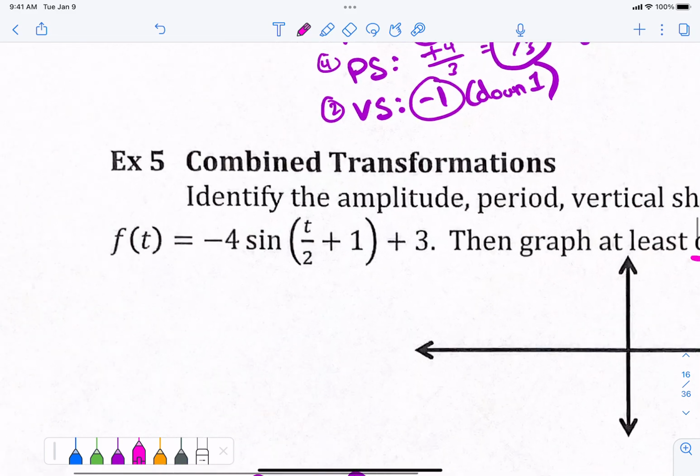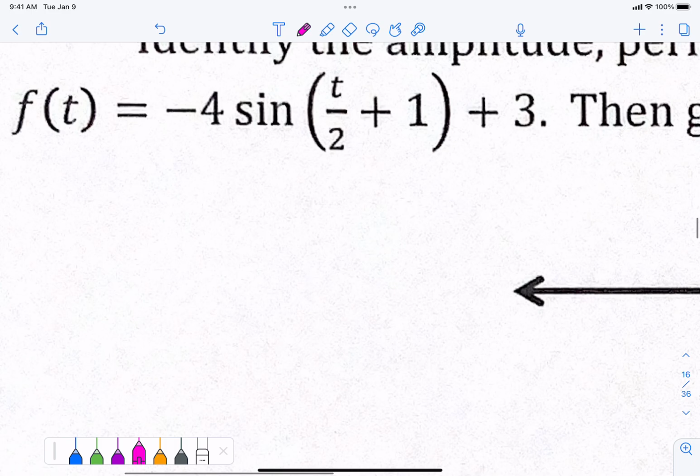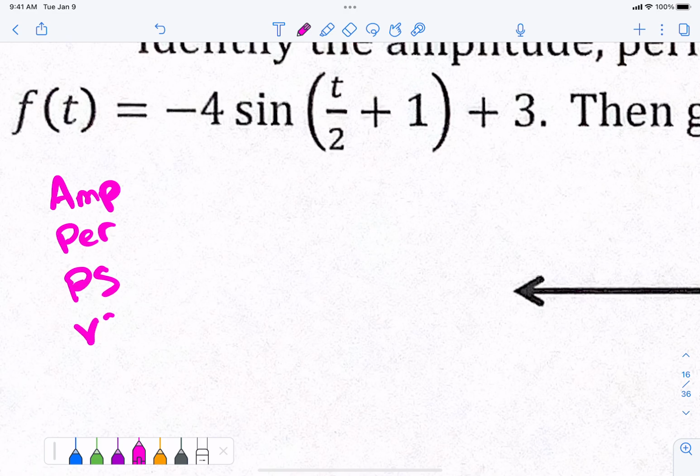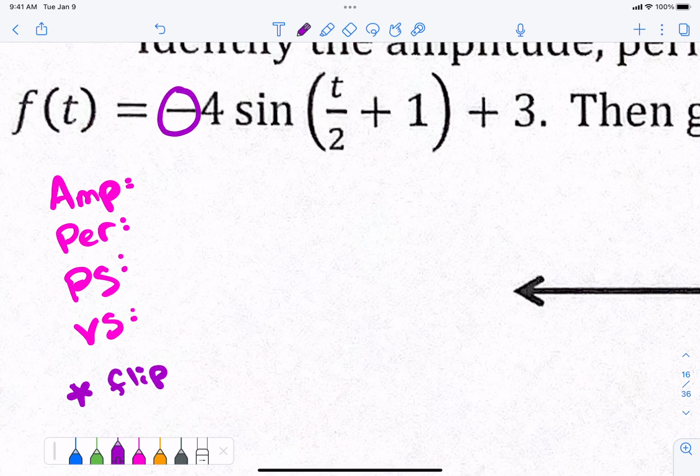They want us to graph at least one complete cycle, so one complete wave of this thing. Before I go through and graph, I'm going to start by listing out the 4 pieces: amplitude, period, phase shift, vertical shift. But there's also one more thing that this one will have: flip. I put a star at the bottom so I don't forget it. It is going to be flipped because it has a negative in front. I usually do that as one of the first things.